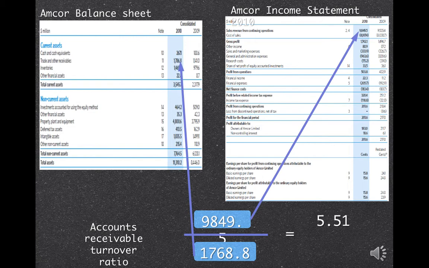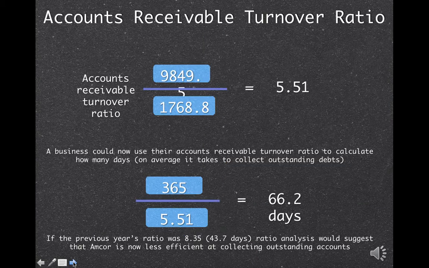Now, we need to know how many days throughout the year, if we divide it as an average of 365 days in the year, how many days on average it takes us to get the money back from the people who owe us the money. Let's see how we do that calculation. We'll take our 5.51 result, which you can see here, and then we will divide 365 days by 5.51, which will give us 66.2 days. So on average, it is taking us 66.2 days to receive the money that is owed to us.